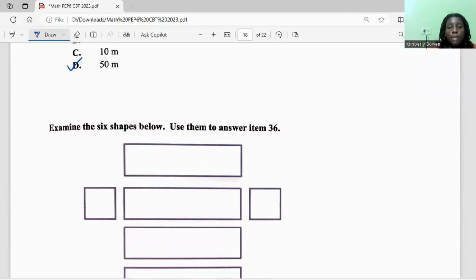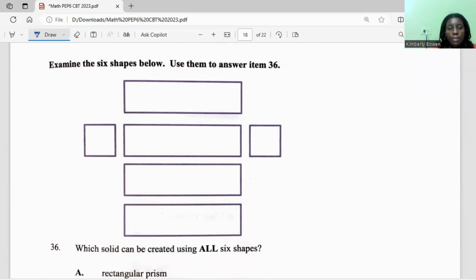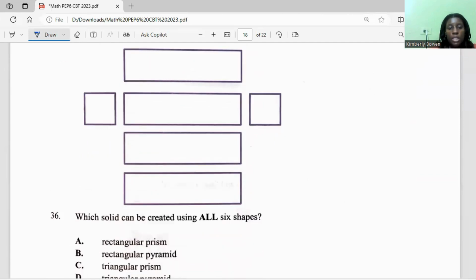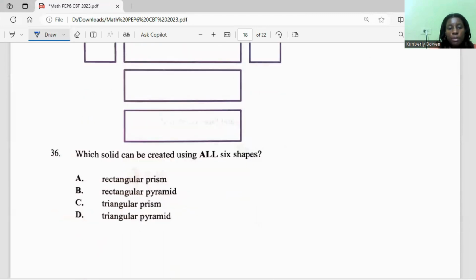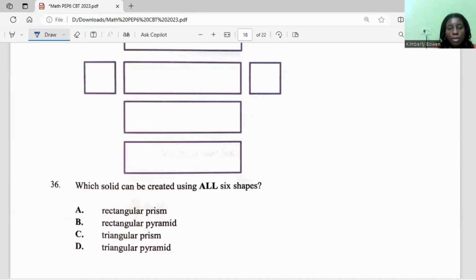Examine the basic shapes below. Use them to answer item 36. Which solid can be created using all 6 shapes? Like a rectangular prism.